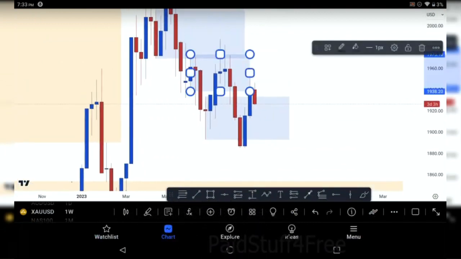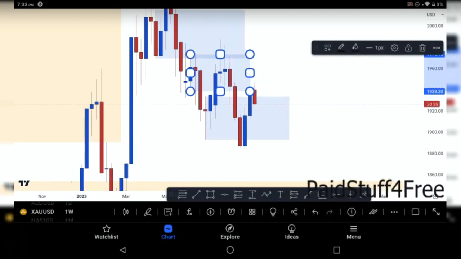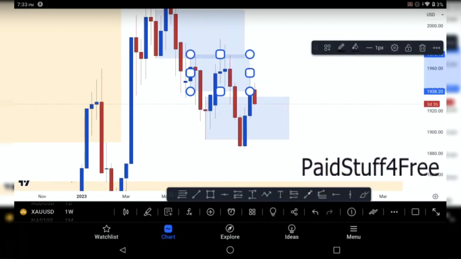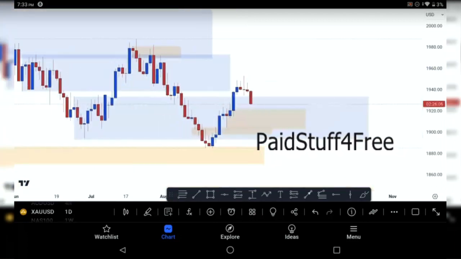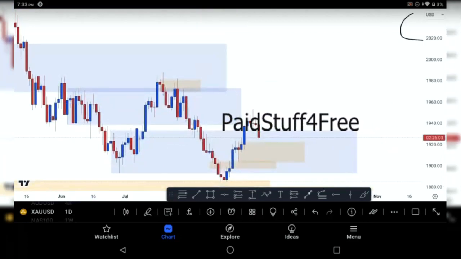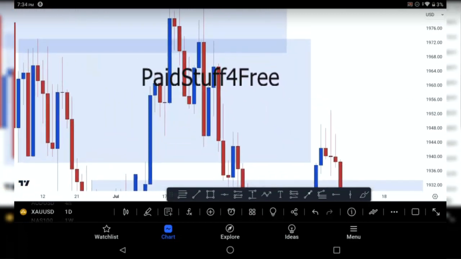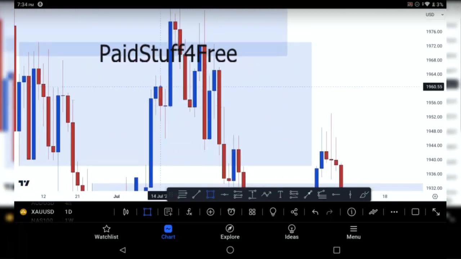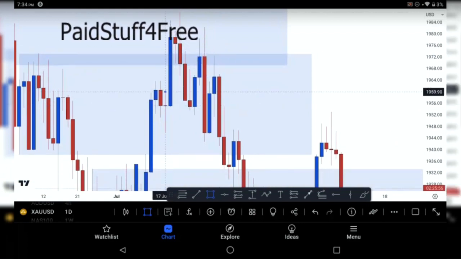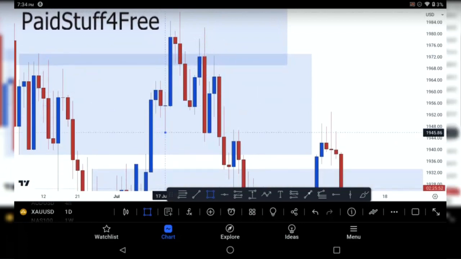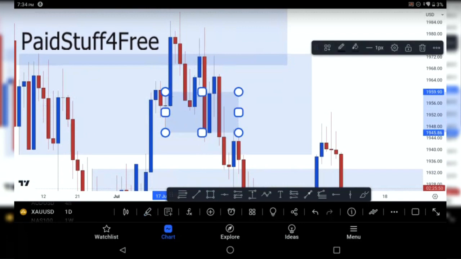So in this situation, I need to see a daily engulfing sell formed or a change of storyline, whichever the case. So I'm going down to my daily. This is the reason why gold was selling massively last week. Can you guys see that?